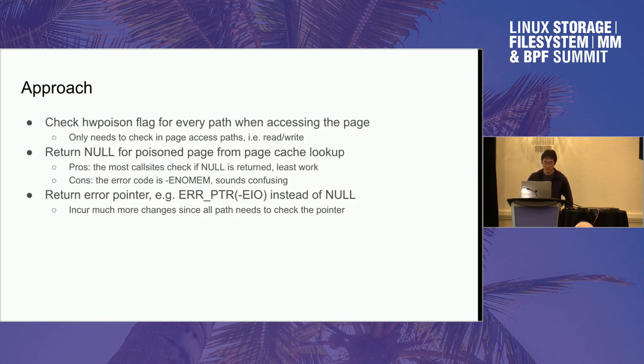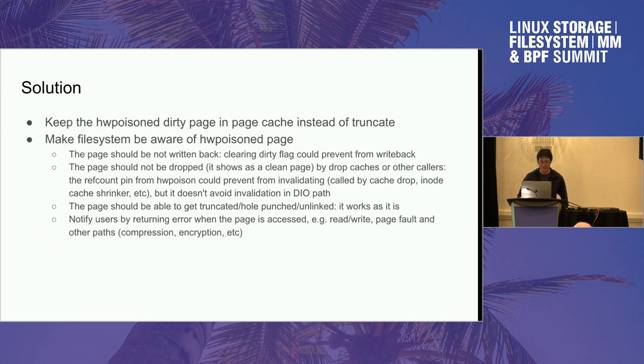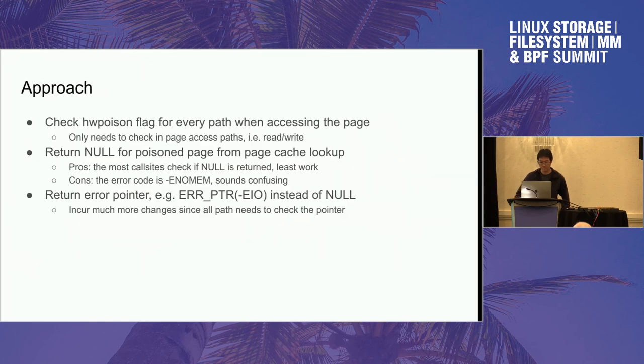And we approach it so, to make the filesystem aware of the poisoned pages, we basically have three choices. The first one is to simply check the hardware poison flag in every code path when accessing the page, for example read and write, because there is a page flag called hardware poison. Once the memory failure code sets the flag for the poisoned page, we can just check the flag to know if the page is poisoned or not.